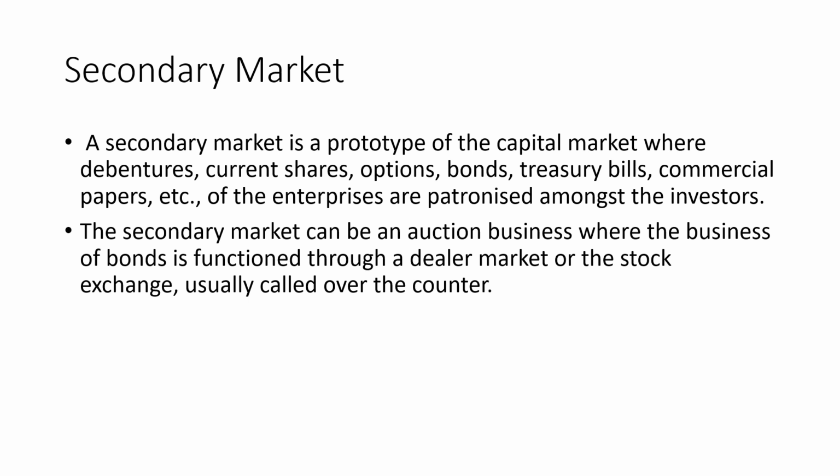So, as I told you, the secondary market is a prototype of the capital market where debentures, shares, options, treasury bills, commercial papers are patronized or sold amongst the investors. The secondary market can be an auction business where the business of bonds is functional through a dealer market or the stock exchange, usually called over the counter. So you can buy the securities OTC, over the counter. In the primary market, the securities are sold generally by the merchant banks or the company itself. But in the case of the secondary market, the purchase is done over the counter.